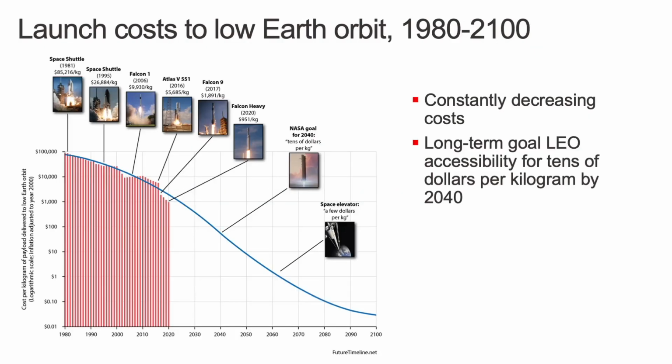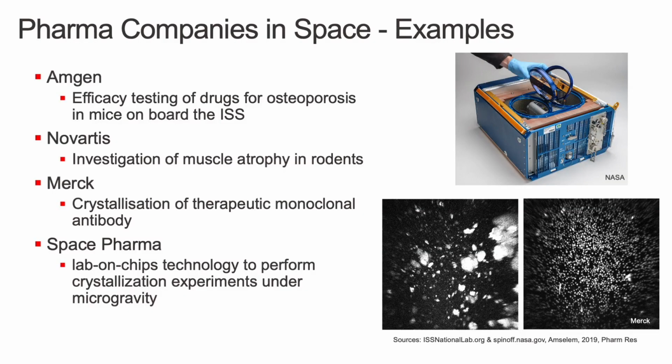You might ask yourself if research or production in space is expensive. This picture shows that the launch costs are constantly decreasing with the long-term goal that by 2040, the launch of 1 kilogram will only cost tens of dollars. This slide gives you some examples of research and production applications of pharma companies in space. It includes drug testing, crystallization of therapeutic antibodies, disease models, and lab-on-a-chip technology.